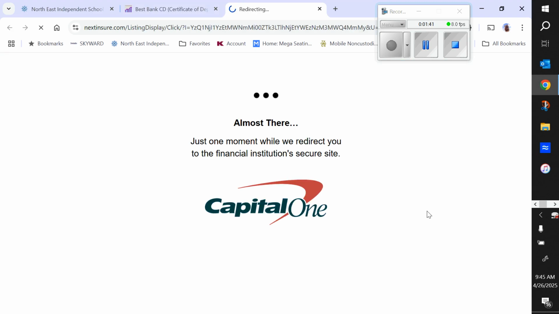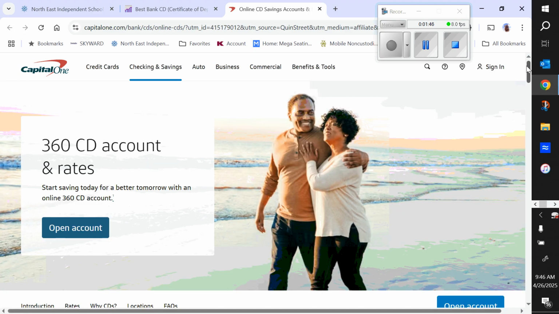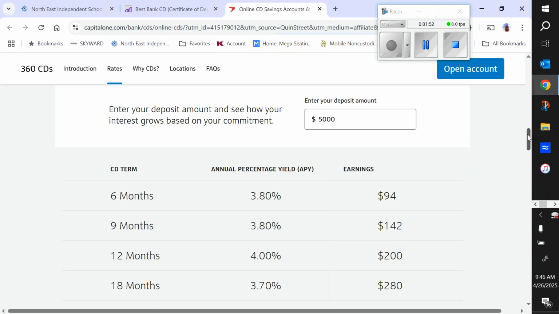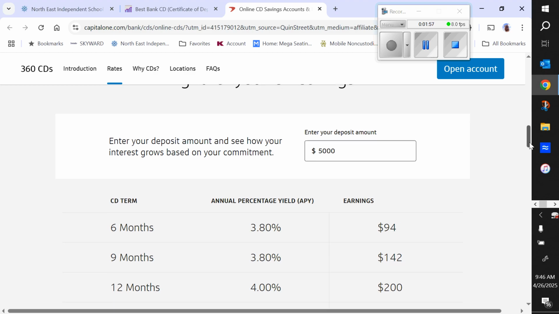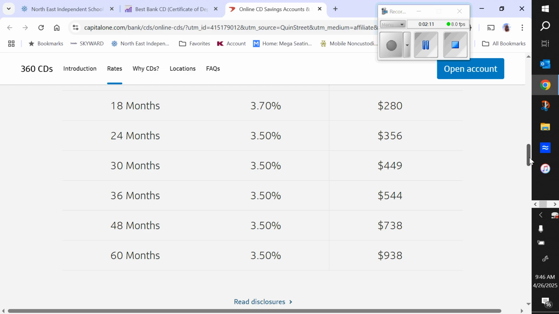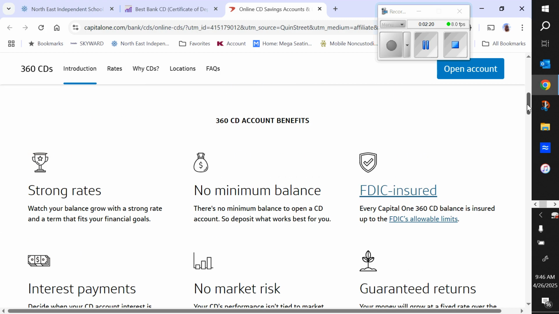When it takes us to Capital One, it shows us, and you don't have to sign in or anything like that, the different CDs that they have. And then you could enter your deposit here. Like in my case, mine was the 5,000 for this one. And notice again, it has different APRs or annual percentage yields for the different months. Like in this case, for 6 months it's 3.8. But for the 3 years, it's 3.5. And for the 5 years, it's 3.5 as well. And then they show the earnings. Well, that's just what they do on that one.